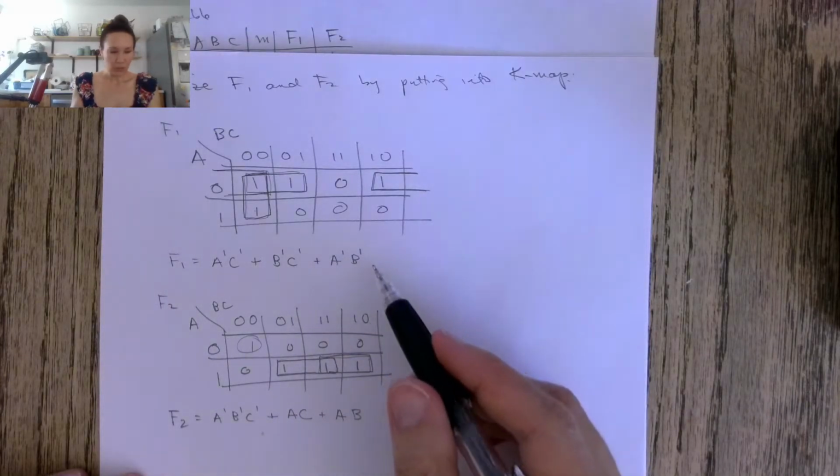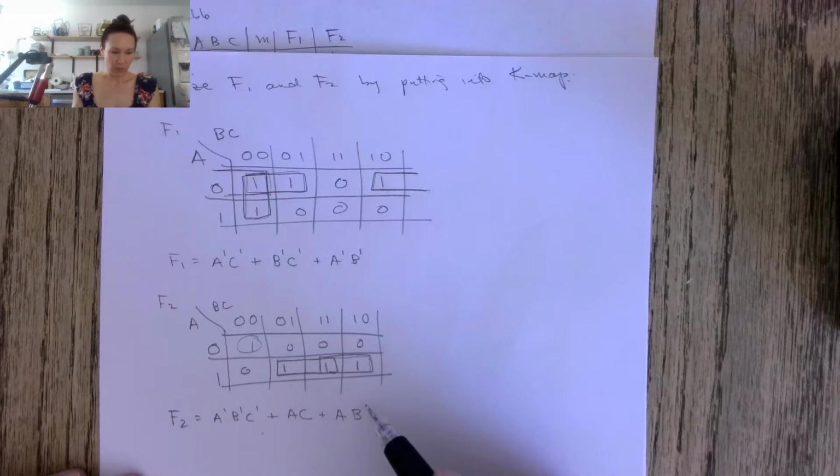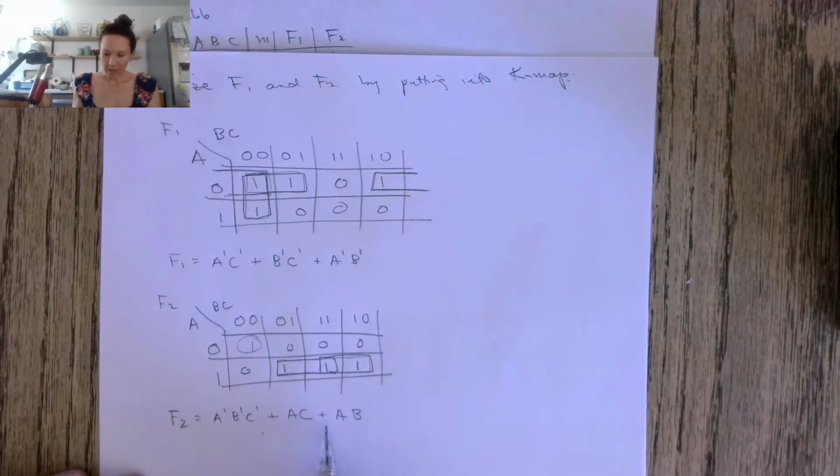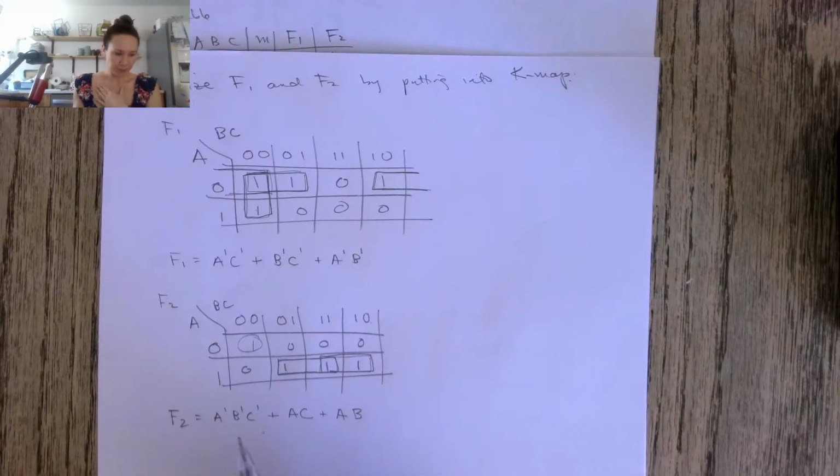So between these 2 outputs, F1 and F2, there are 6 different product terms, right? 1, 2, 3, 4, 5, 6. I don't have any duplicates that are used in here that are also used in here. If we do a little bit of algebra using De Morgan's, we might be able to reduce this even more before we actually make our hardware. So let's see if we can do anything fancy here.